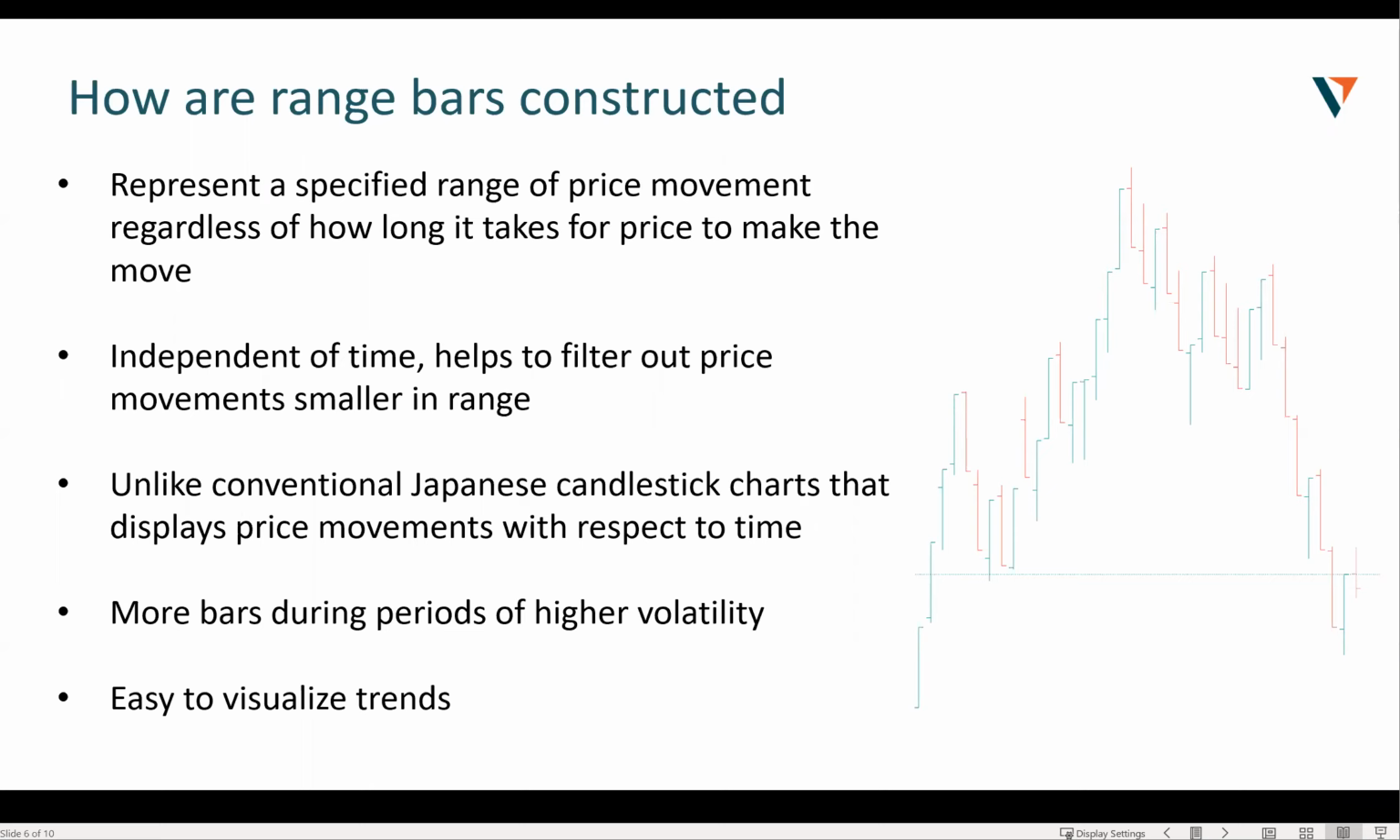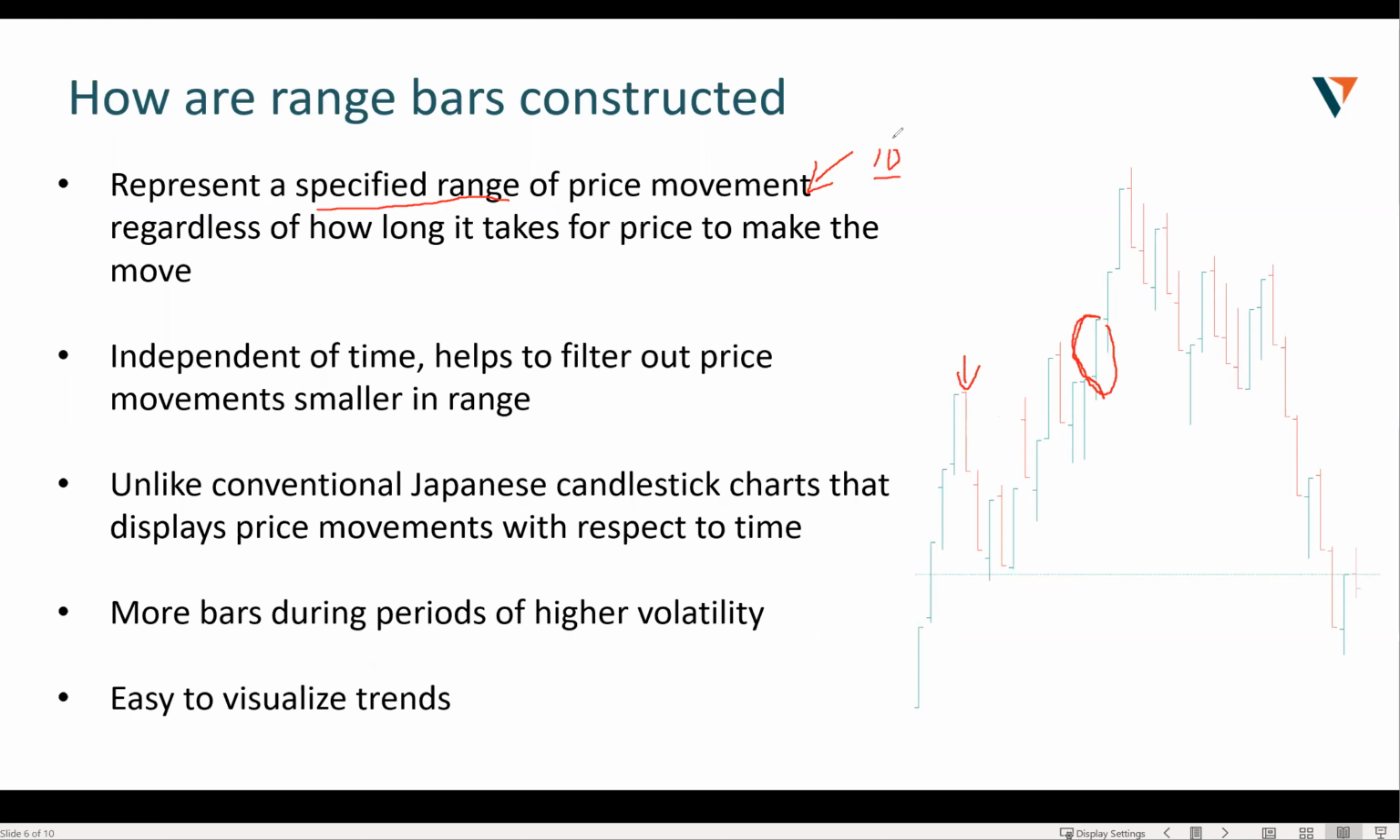So for example, take a look at this picture that we have on the right. Essentially what this shows is that the specified range movement will be set by the user. In this case, if we set it to 10 pips, what this means is that when price moves 10 pips above or below its high or low, it will construct a new range, a new bar. In this example, you can see that each bar is of equal length. They basically represent a movement of 10 pips. And when price moves beyond that range, a new bar is constructed.